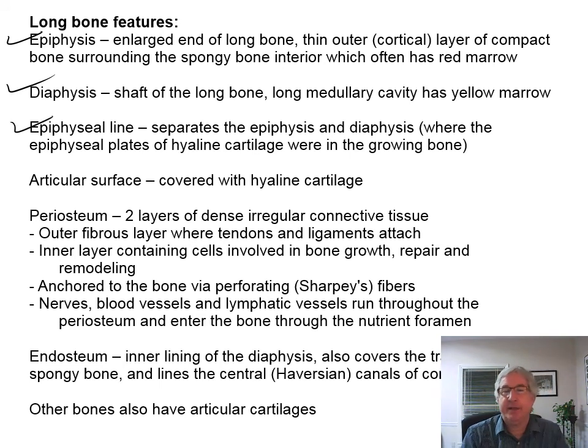The epiphyseal line separates the epiphysis and diaphysis. It's where the epiphyseal plates of hyaline cartilage were in the growing bone. You have the articular surface. It's covered with hyaline cartilage. That's the ends of the bones where they are meeting another bone.